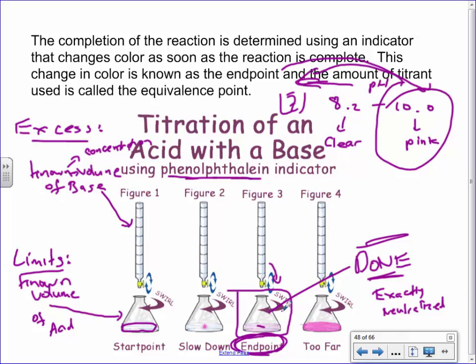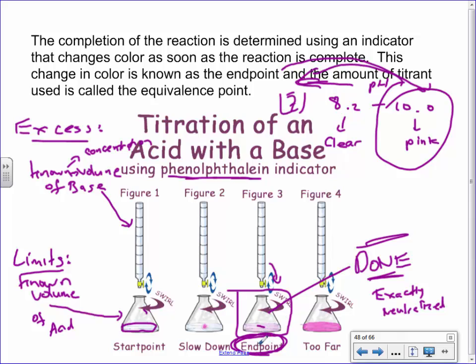Now, when you do this technique, then you're going to have 3 measurements. You're going to have a volume of acid that you put in the bottom down here. You're going to have a volume of base which you used, and you're also going to have the concentration of the base which you titrated with. And using that, that's enough information to know how concentrated the solution of acid was you started with at the bottom.